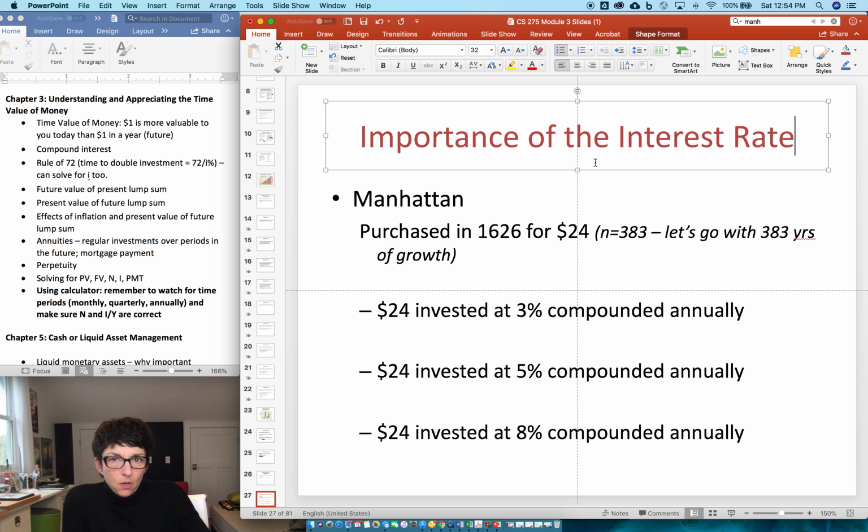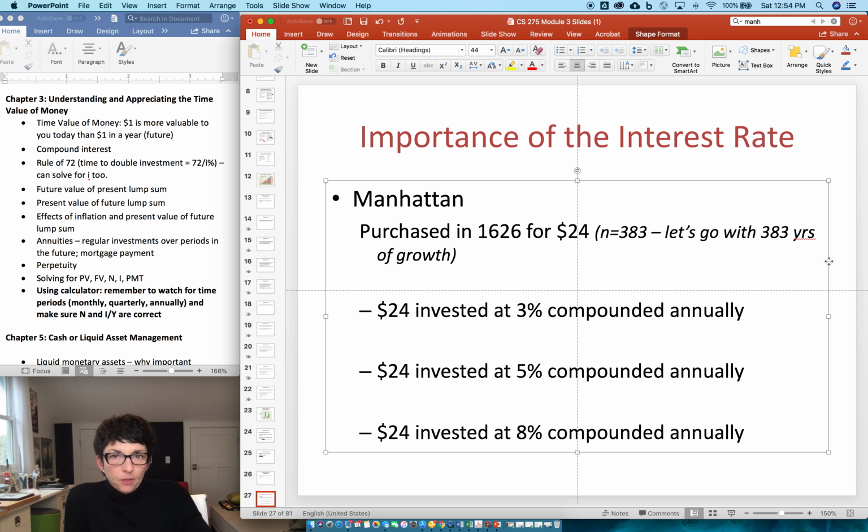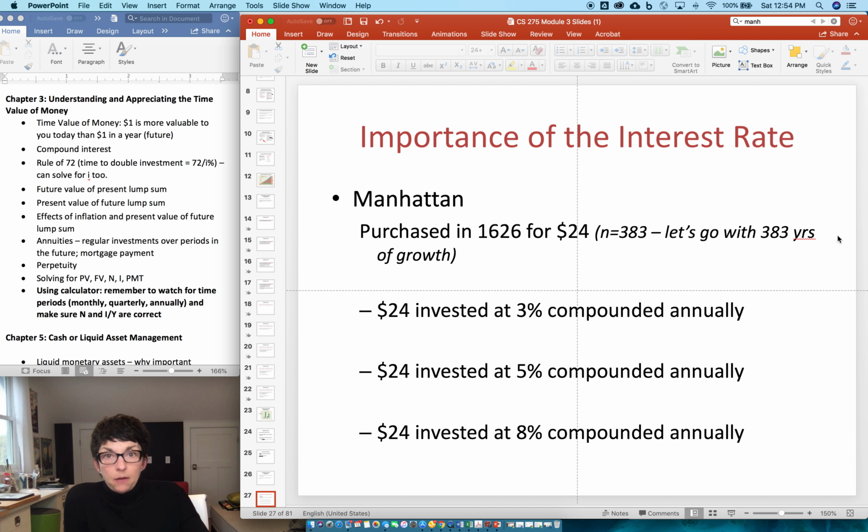Here we go. There's an example in the book that talked about the fact that Manhattan was purchased in the 1600s for $24. So who the heck knows if that was a good deal? Well, you could figure it out. And you can figure out if it was a good deal by using the formulas that are provided in the text, and also this guy right here. So I like to use Excel, and I did use Excel to calculate this out.